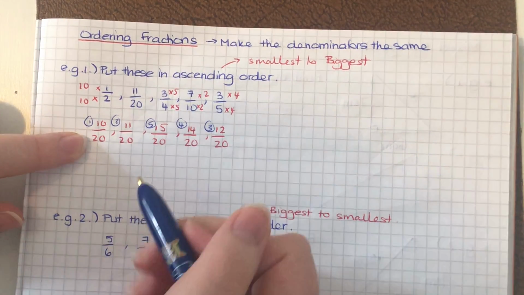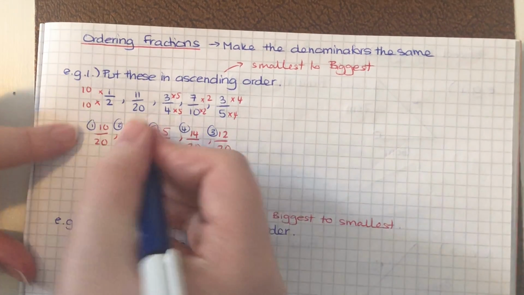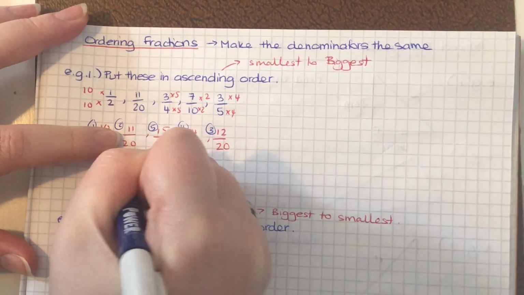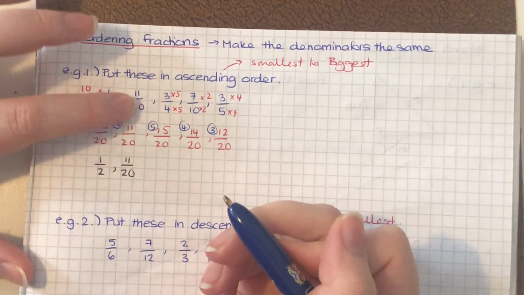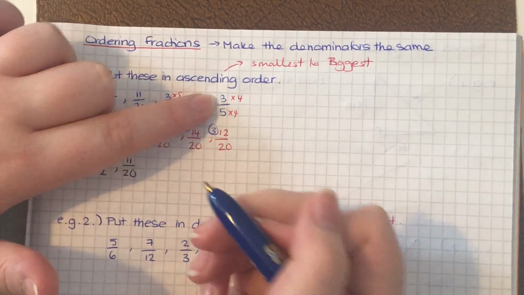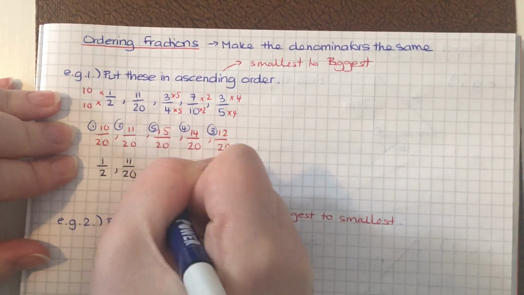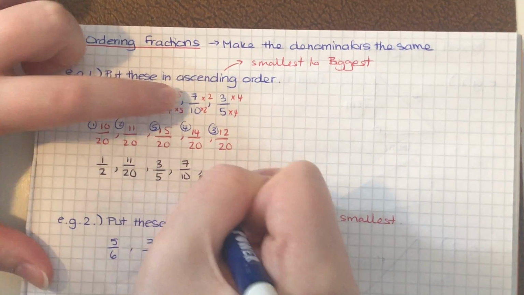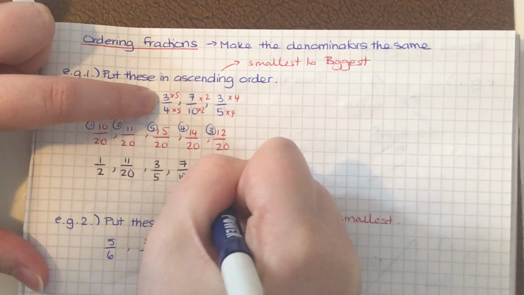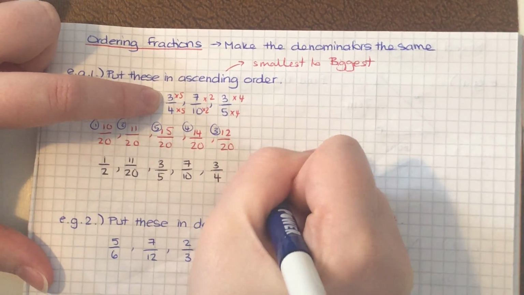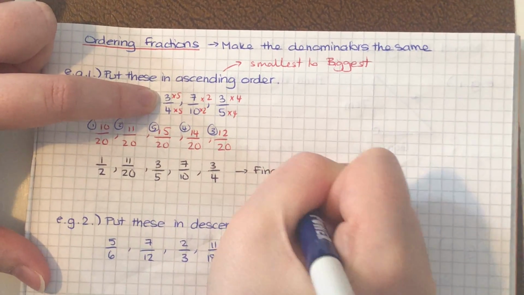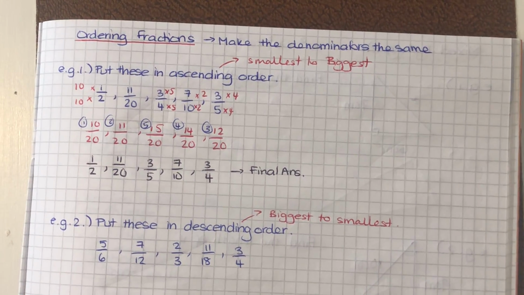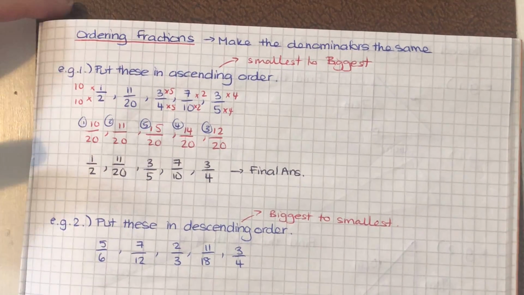The first one is 10 out of 20, but that was 1/2 in the question, so 1/2 goes first. The second one was just 11 out of 20, so that can stay the same. The third one was this one, so 3/5. The fourth one was this one, which was 7/10 before. And the largest was 3 out of 4. Okay, so this is the final answer. It has to be the original fractions from the question. Okay, so I'm going to move it up a little bit.